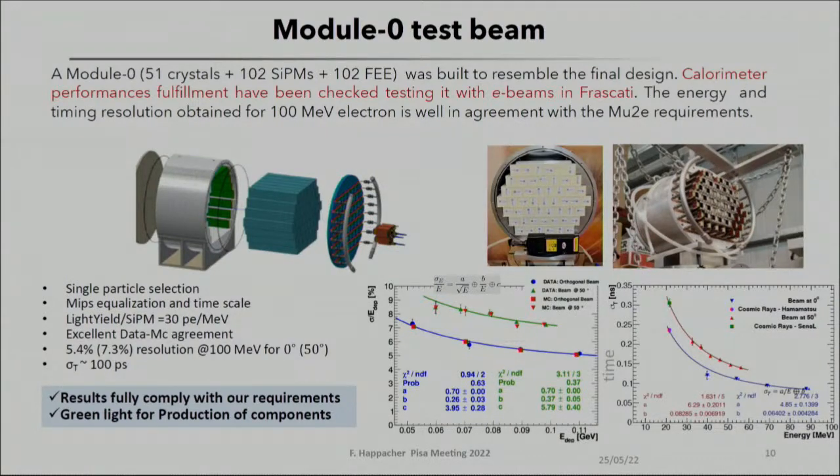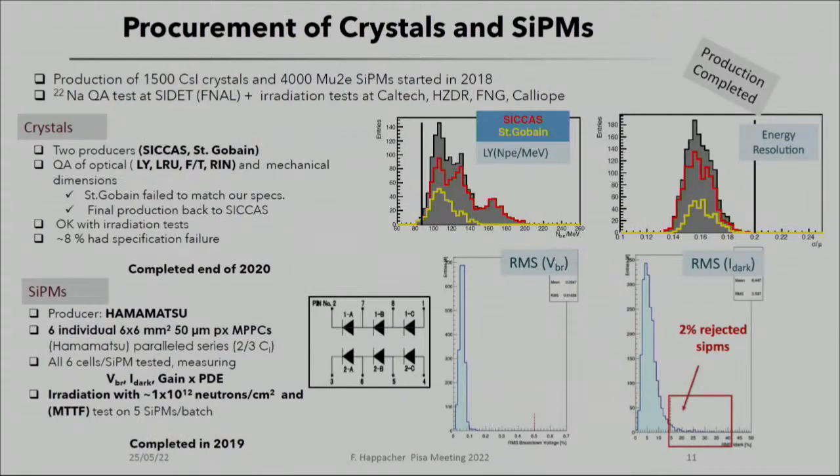So these are the results we obtained in the BTF. As you can see, we had a very good energy resolution, ranging from 5 to 7% according to the angle we were impinging the calorimeter. And the timing resolution is of the order of 100 picoseconds. So the results fully comply with our requirements, and this gave us the green light for the purchase of the components. So we started with the most expensive and longest-standing procurement of parts, that were the crystals and the CPMs.